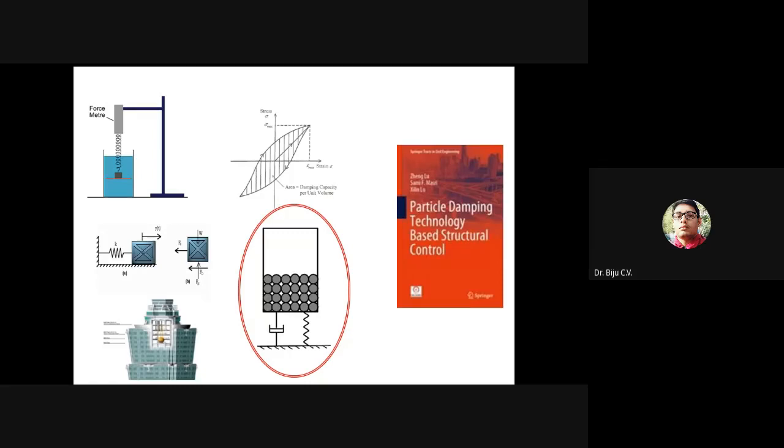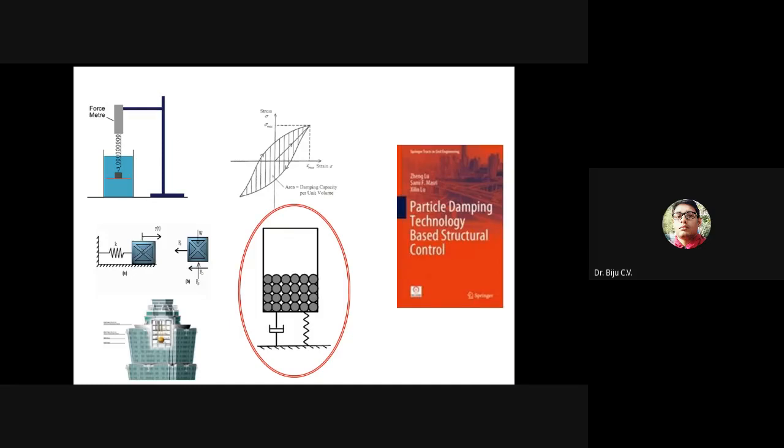So many parameters affect this particular structure. For example, the size of the particles, the number of particles, the volume fraction, the velocity with which they collide, and the surface of the primary structure. Many parameters influence the energy dissipated from the primary structure.